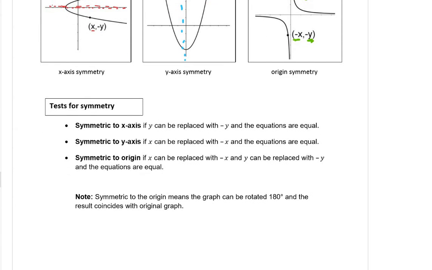So to find symmetry about the x-axis, you're going to replace y with negative y. Symmetry about the y-axis, you're going to replace x with negative x. And for symmetry about the origin, you're going to replace x with negative x and y with negative y. If the equation that you end up with is equal to the one you started with, then you have symmetry.